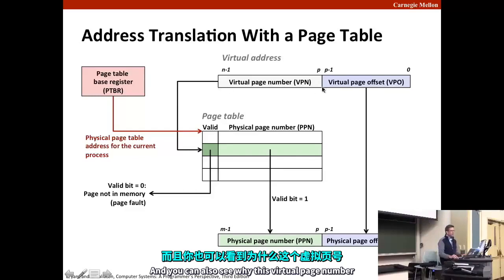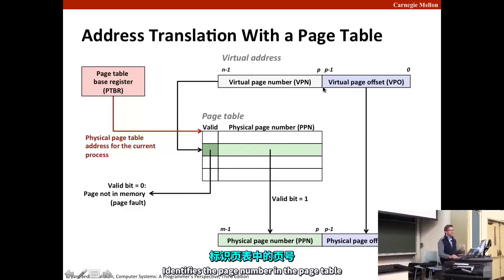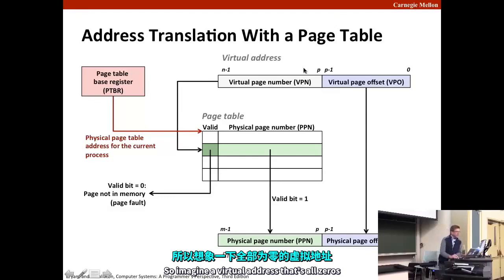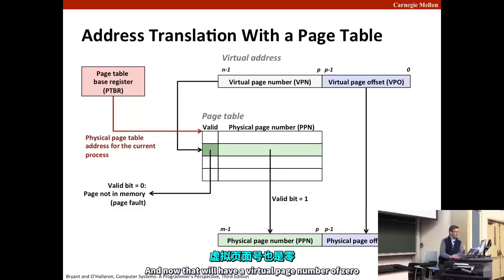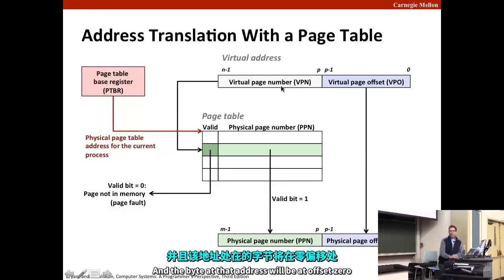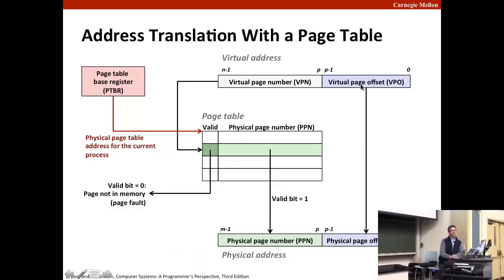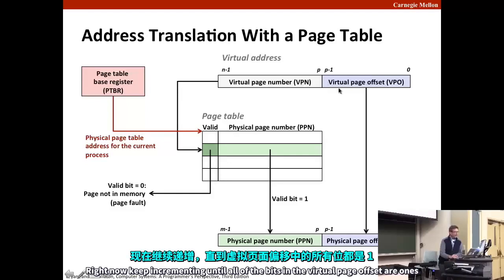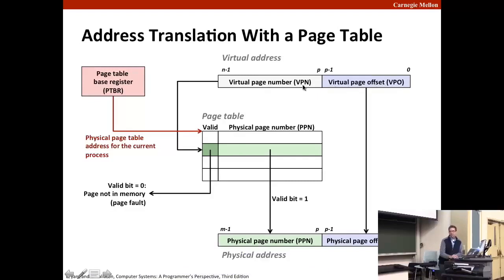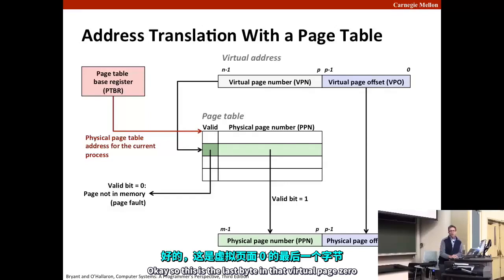And you can also see why this virtual page number identifies the page number in the page table. So imagine a virtual address that's all zeros. So it's virtual address 0. That will have a virtual page number of 0, and the byte at that address will be at offset 0. Now increment by 1, virtual address 1. That'll be at an offset of 1, and it'll be in the same virtual page of 0. Now keep incrementing until all of the bits in the virtual page offset are 1s and the virtual page number is 0. So this is the last byte in that virtual page 0.